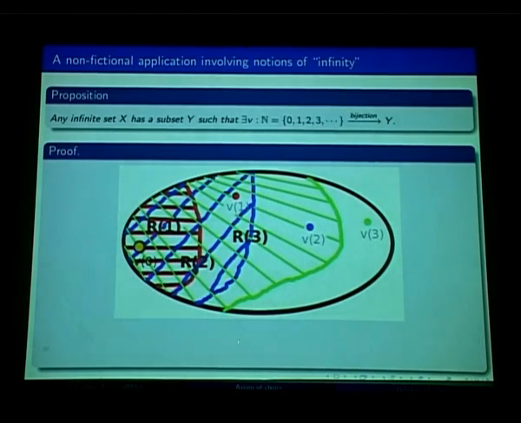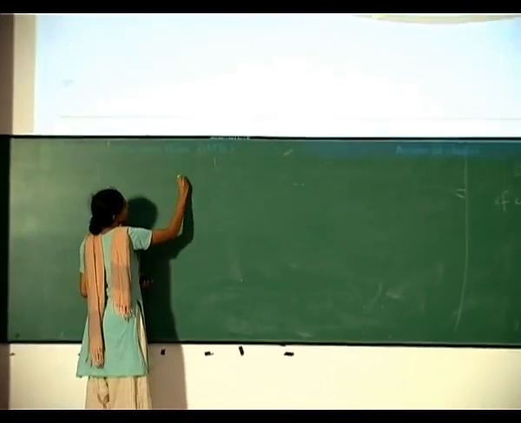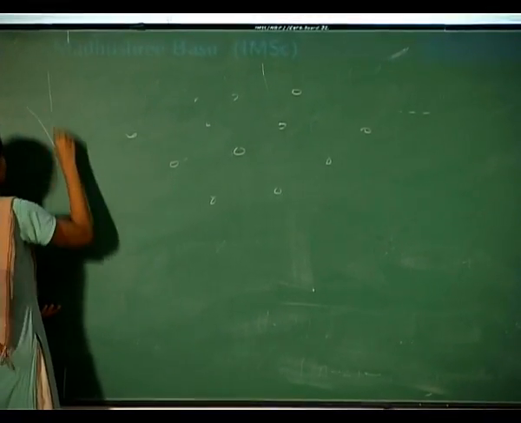Okay, so now something less fictional. Incidentally, this is one application that Halmos also mentions in his naive set theory book right after he states axiom of choice. What it says is that any infinite set X, again infinite, that is important, has a subset Y which is really like the set of natural numbers. So again, what it means is that you have an infinite set, and so on. This is X.